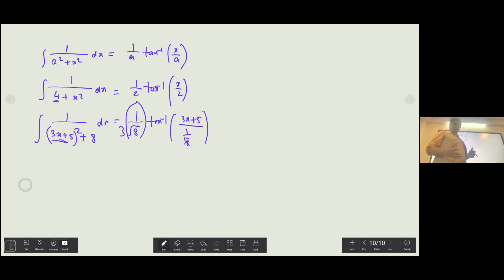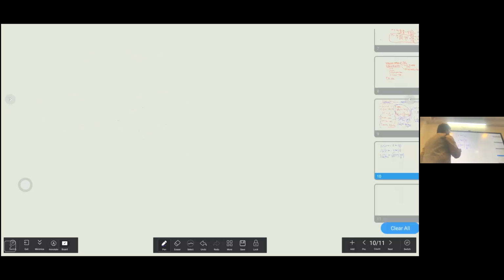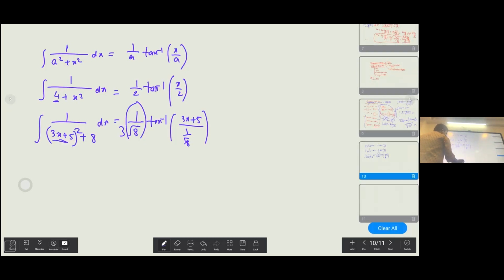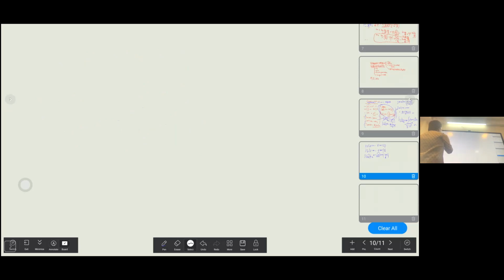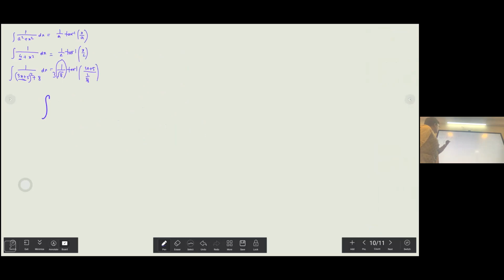Sometimes you might need to do the perfect square. You might have to do the perfect square. So what is basically the perfect square technique out here? If I look at the previous part here, let's say I have to integrate 1 upon x squared plus 6x plus 14. Can we try doing this?